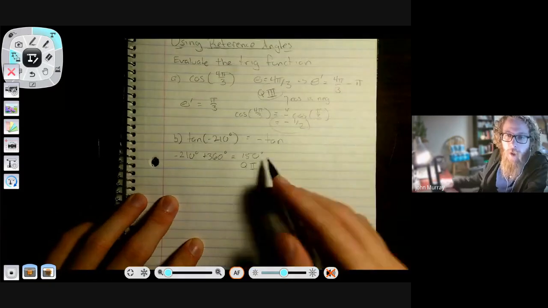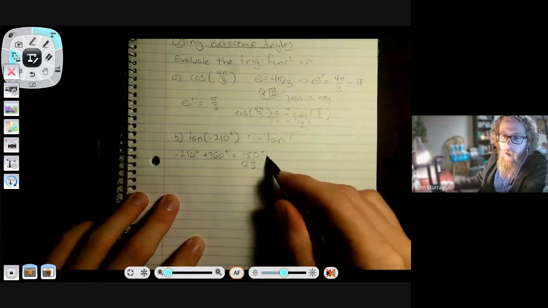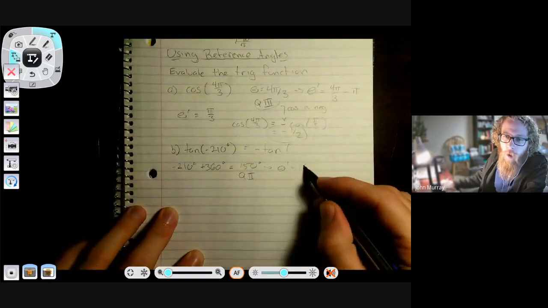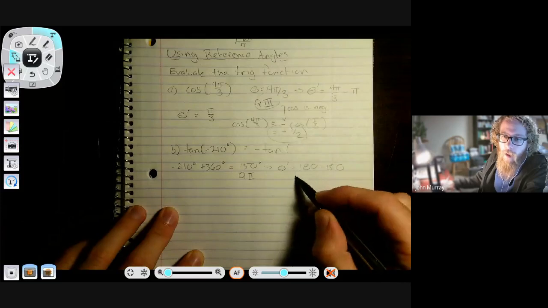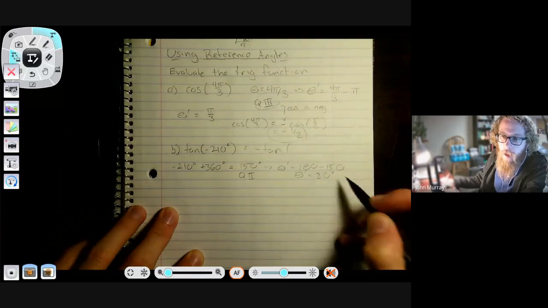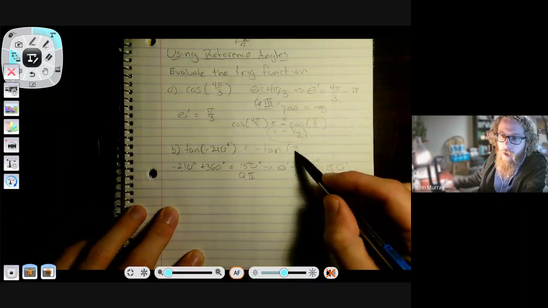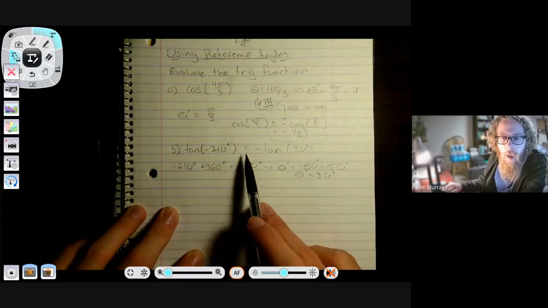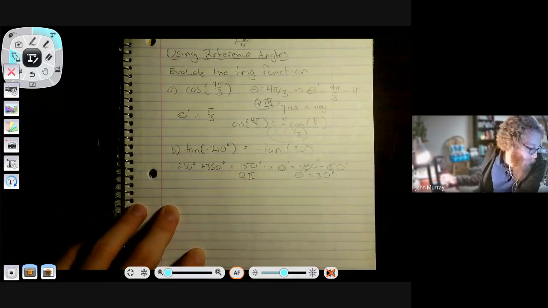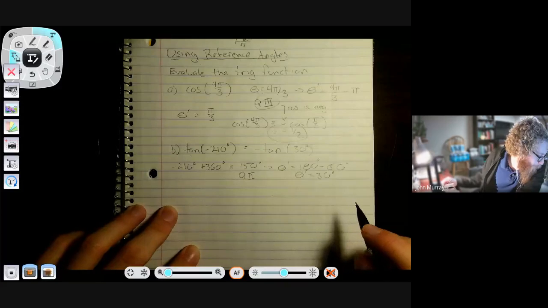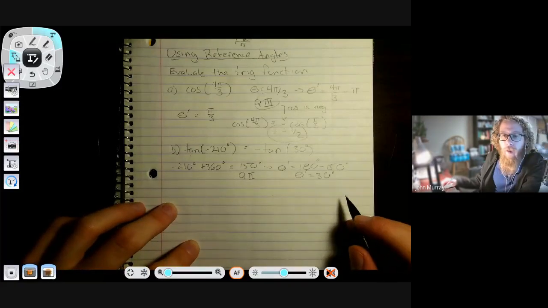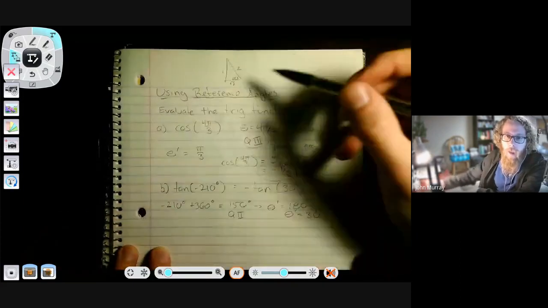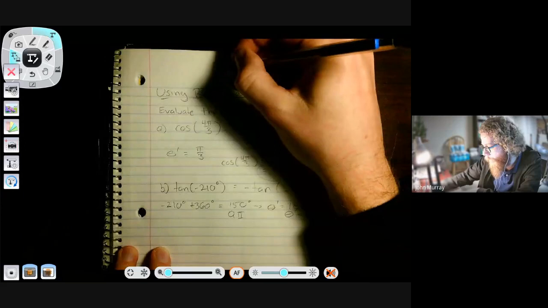Now I want to find my reference angle. My rule with 150 is we're going to do 180 minus 150, so my reference angle is 30 degrees. So tangent of negative 210 is the same as negative tangent of 30. Again, we have our unit circle, or we can use this. Tangent of 30.